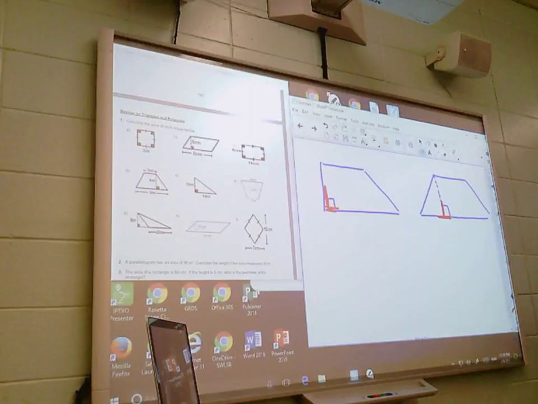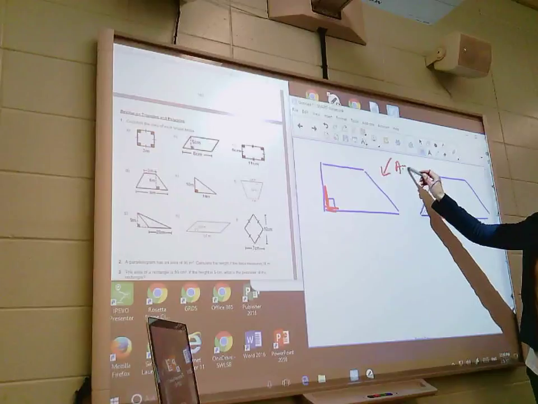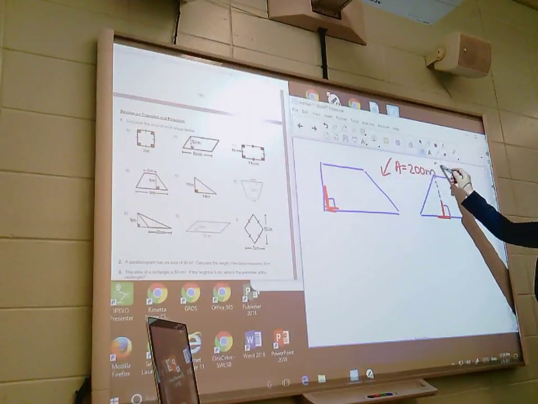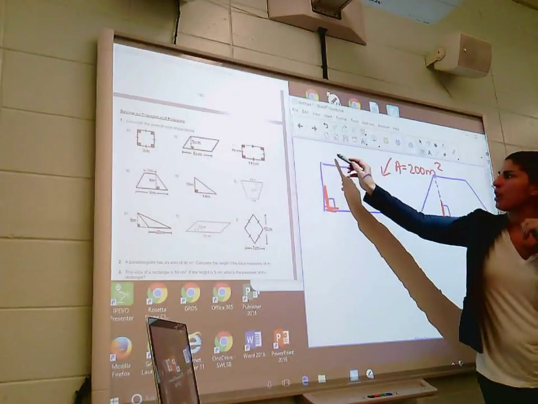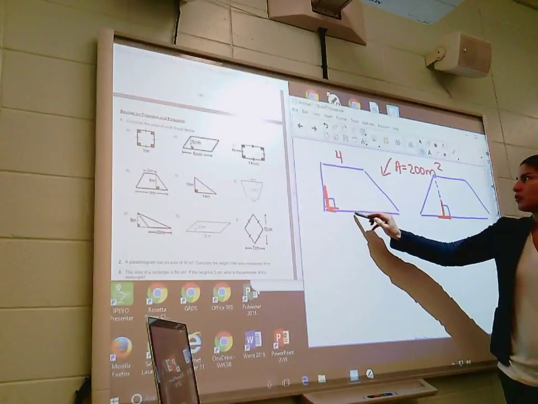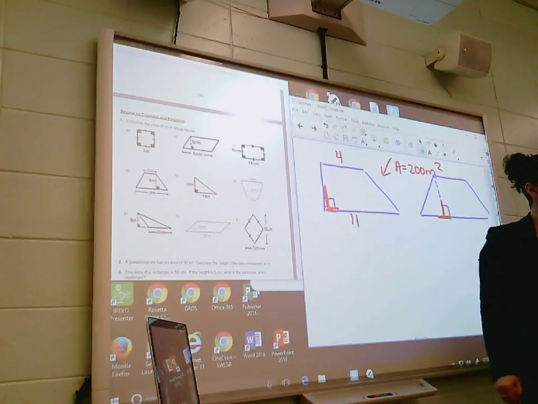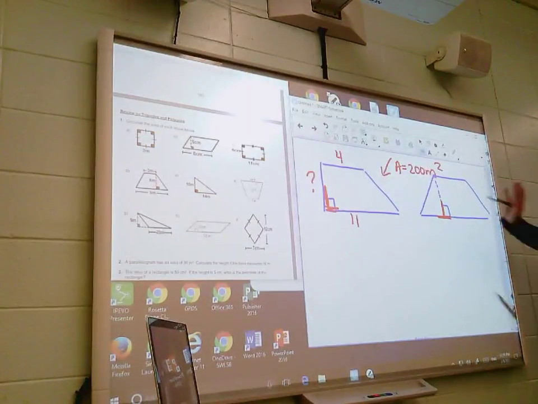If I tell you that the area of this trapezoid is 200 meters squared, and I tell you that the small base is 4, the big base is 11, what is the height? Even if you don't know how to do this, what would you do first? Formula. That seems to be the answer to all my questions. The formula.